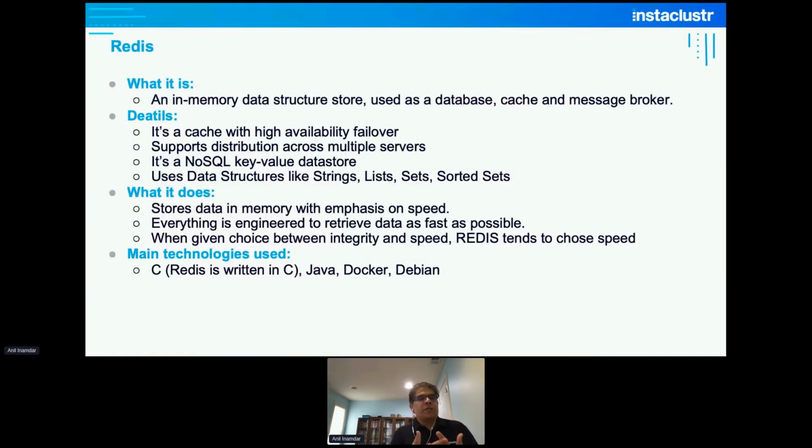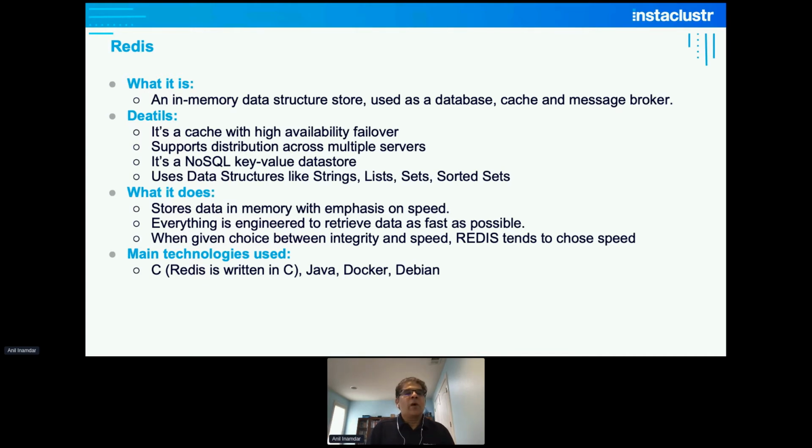So what is it? Obviously, it's an in-memory data structure store. It can be used as a database, as a cache, and as a message broker. Some of the details about Redis: it's a cache with high availability failover. It supports distribution across multiple servers. It's a NoSQL key value data store. It uses data structures like strings, which we already discussed.